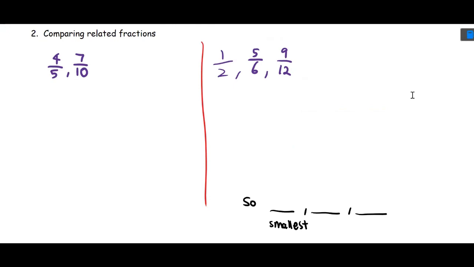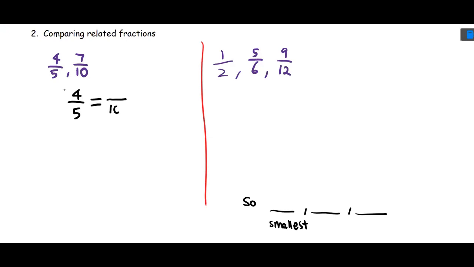What should I do for comparing related fractions? I will first take the fraction with a smaller denominator. So in this case, when I'm comparing 5 and 10, 5 is the smaller denominator. Okay. So I'll take the fraction with the smaller denominator, and I will need to find an equivalent fraction that has the same denominator as the one with the larger denominator.